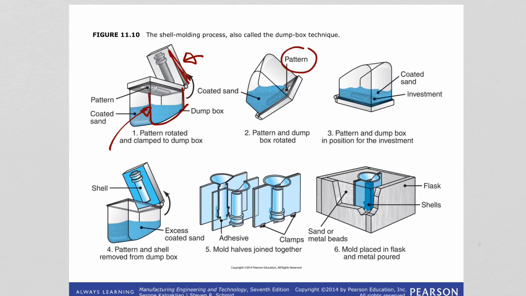So this is your pattern, which is heated metal. The sand that has the mixture of sand with the thermosetting resin binder is now taking the shape of the pattern, basically. So the pattern and the shell are removed from the dump box. The thin-walled shell is obtained when we apply this sand and resin mixture around the pattern.